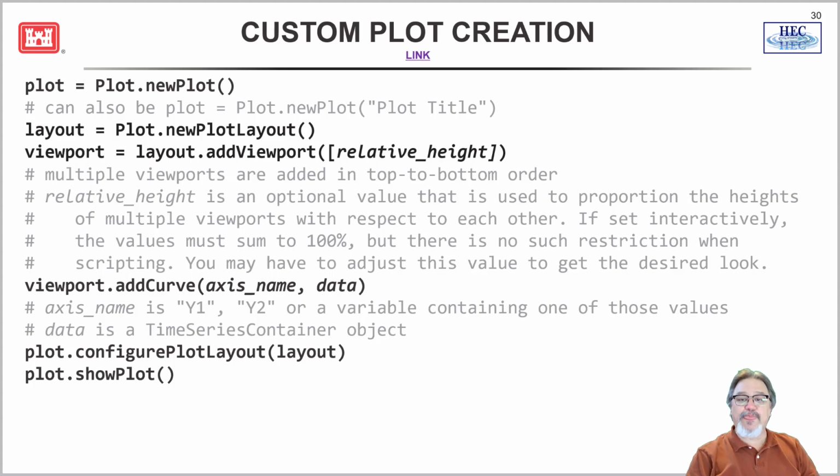You can put them in the same viewport, but add them on different axes so that you can see the relation one to another. And just like in the basic plot creation where we say add data and we go to time series container, we do the same thing here. In add curve, after the axis name, it wants a time series container object. Once we're done adding viewports and adding curves, then we say configure plot layout with the layout object that we created earlier. Then we call show plot.